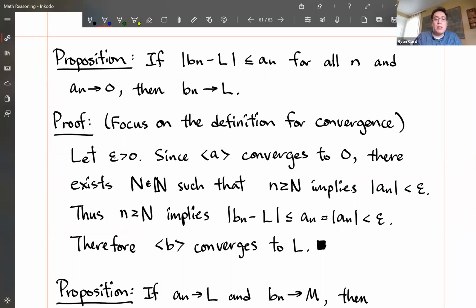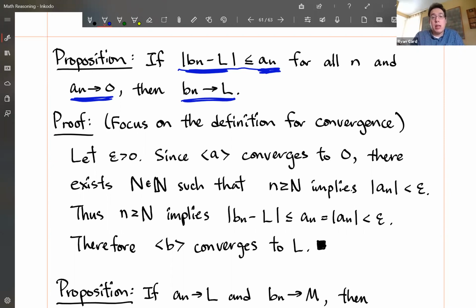Okay, so the first thing I want to prove is this proposition. So if you have two different sequences, AN and BN, and the distance from BN to L is within AN for all N. So the statement is true for all N. And you also know that the limit of AN is going towards 0. So this number right here is getting closer and closer to 0. That must mean that BN is approaching L, right?